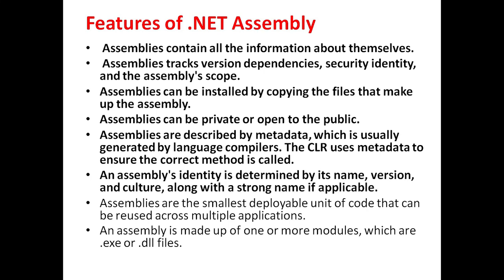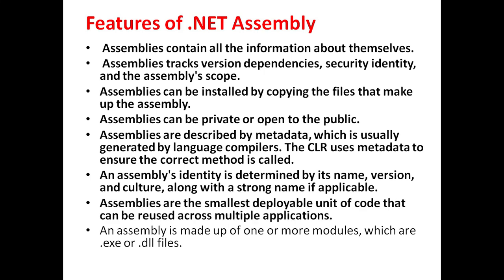An assembly's identity is determined by its name, version, and culture, along with a strong name if applicable. Assemblies are the smallest deployment unit of code that can be reused across multiple applications. An assembly is made up of one or more modules, which are .exe or .dll files, that is, executable or dynamic link library files.